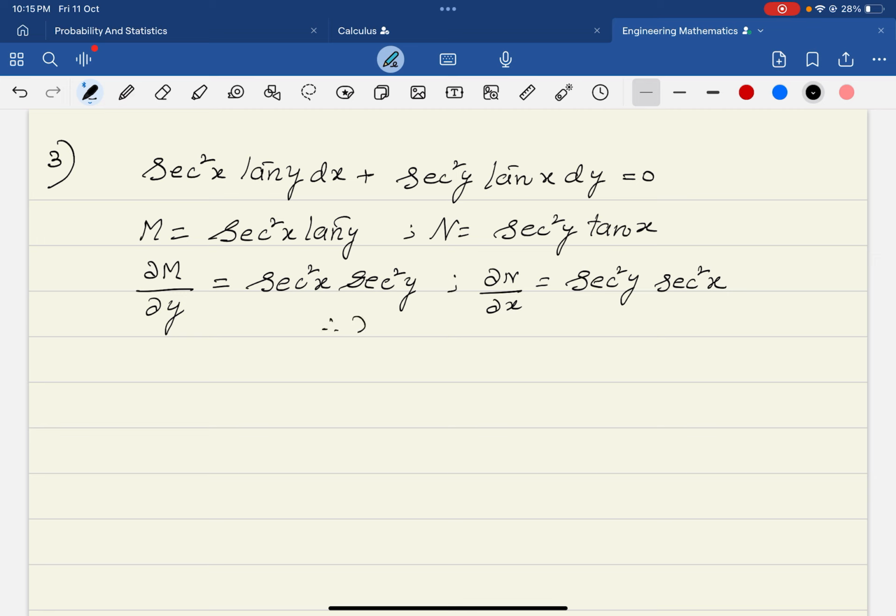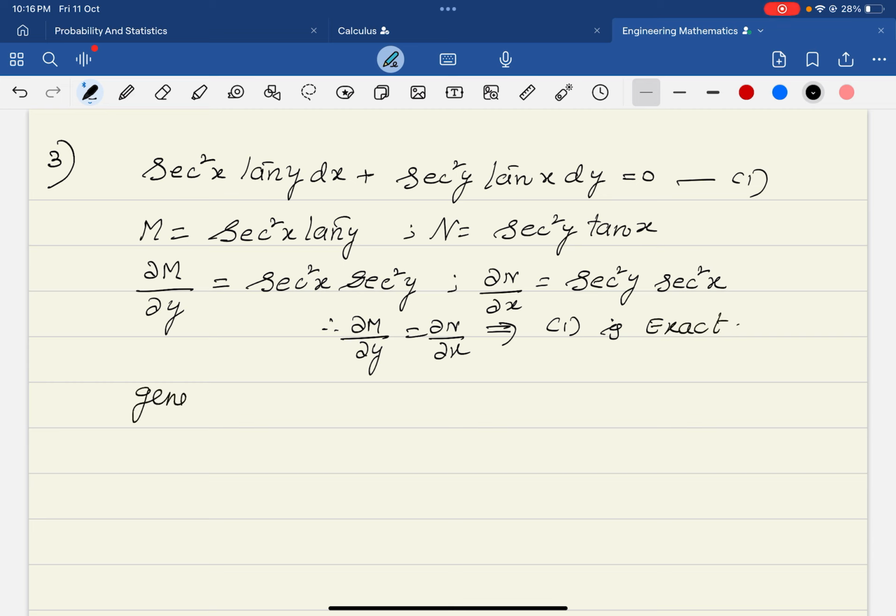So therefore we can say that ∂M/∂y is equal to ∂N/∂x, and it implies that equation 1 is exact. So verification is over.